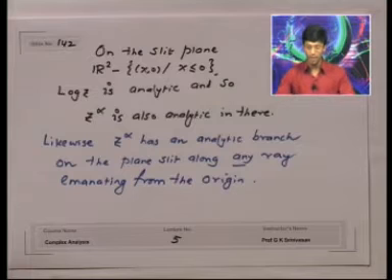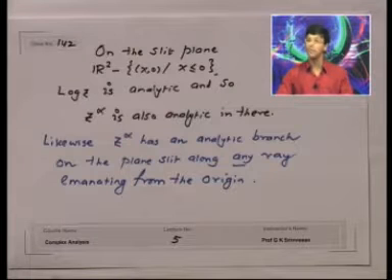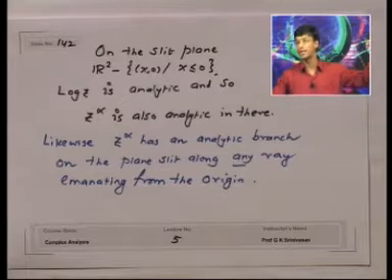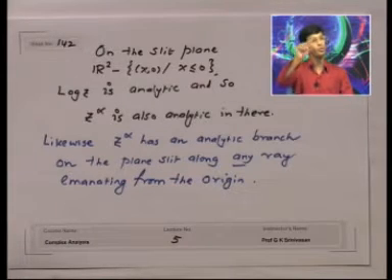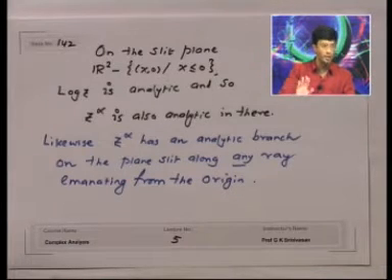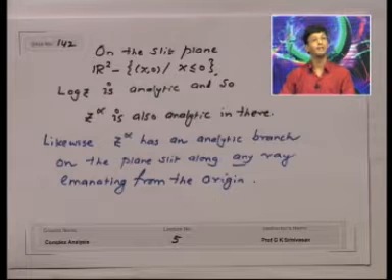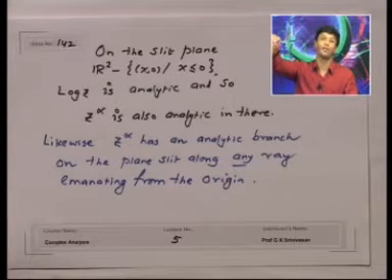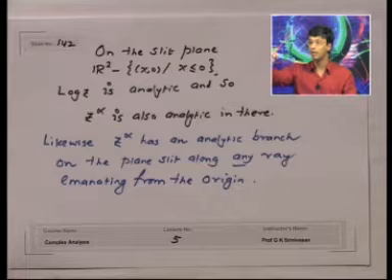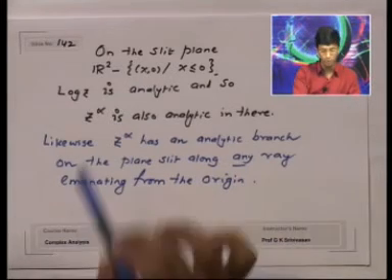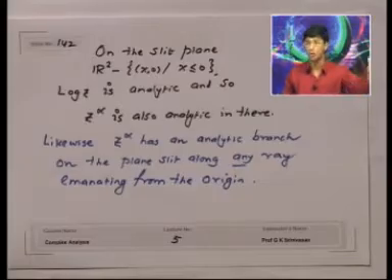Likewise, z to the power alpha has an analytic branch on the plane slit along any ray emanating from the origin. There is nothing sacrosanct about the negative real axis. You could slit the plane along the positive real axis. The formula for the definition of log will change. Log z will be ln |z| plus i theta, where theta will now run from 0 to 2 pi. When you slit the plane along the positive real axis, and the definition of log changes, the definition of z to the power alpha will change accordingly.